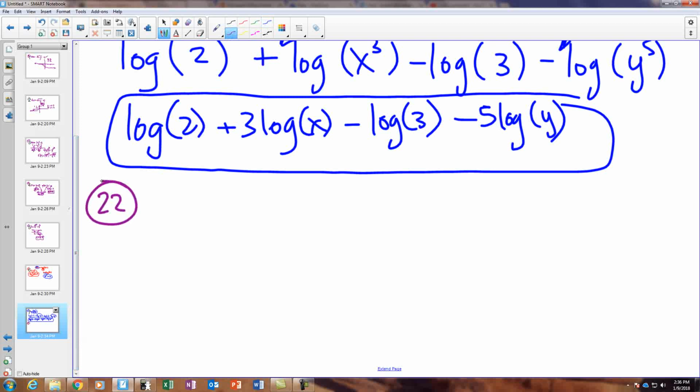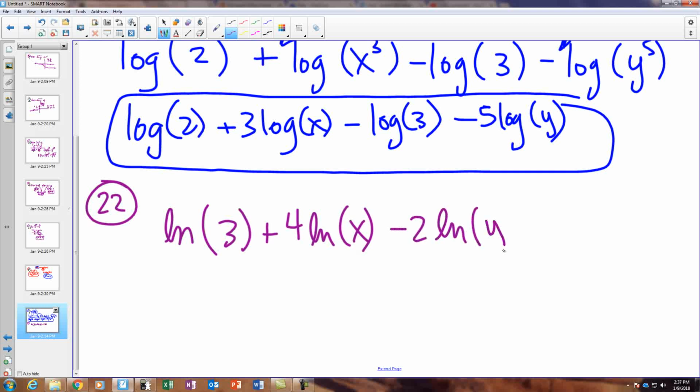All right, 22 starts with, we're going to condense a logarithm. It's the ln of 3 plus 4 ln of x minus 2 ln of y.